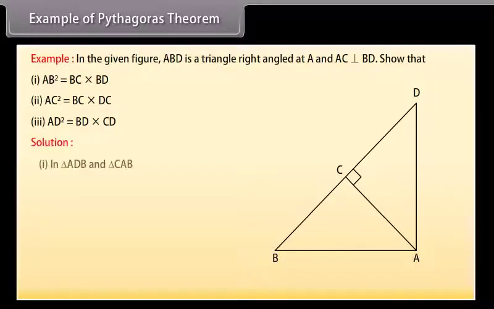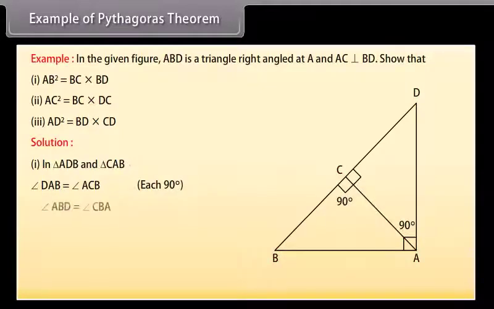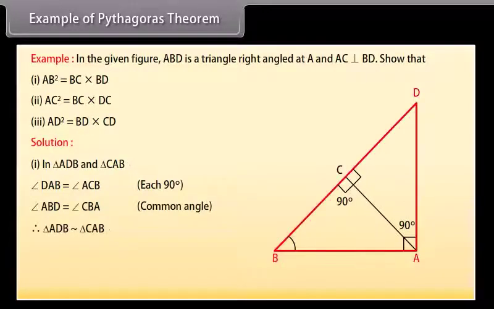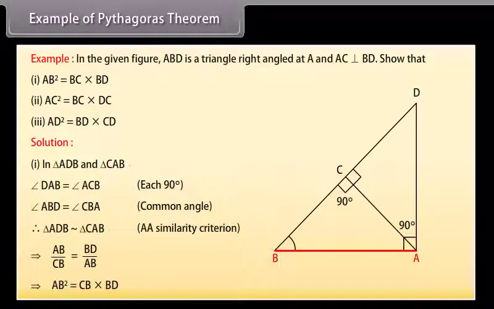Solution: 1. In triangles ADB and CAB, angle DAB equals angle ACB, each 90 degrees. Angle ABD equals angle CBA, common angle. Therefore, triangle ADB is similar to triangle CAB by the AA similarity criterion, which implies AB square equals CB into BD.